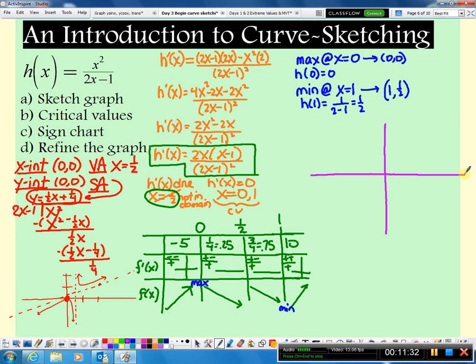So I've got 0, 0. I've got a vertical asymptote at x equals 1 half. And I already know that I've got a slant asymptote. I'm not going to be perfect about it.